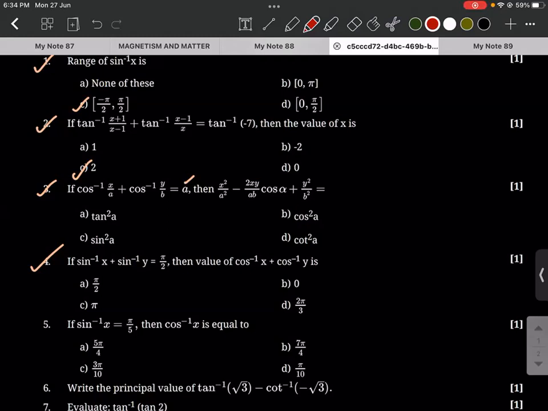If sin inverse x plus sin inverse y is equal to pi by 2, then cos inverse x plus cos inverse y is equal to how much?